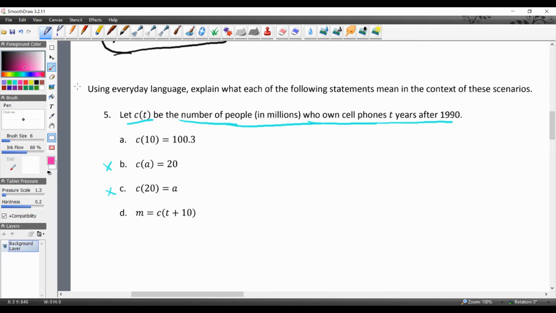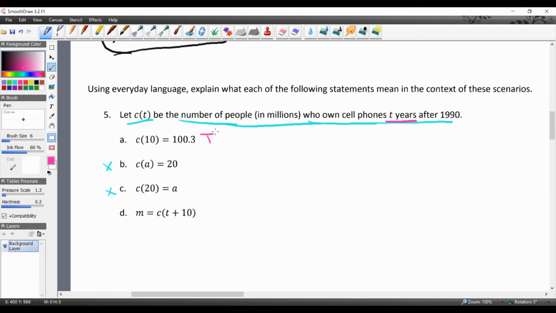But let's look at letter A. It says C of 10 is equal to 100.3. Well, what T represents is noted right here. T represents the years. So this is saying that after 10 years, 10 years after 1990 to be more specific, there were 100.3 million people who own cell phones. So we can write that a couple ways. I'm going to just write it one way. As long as it gives the same idea, it's fine.